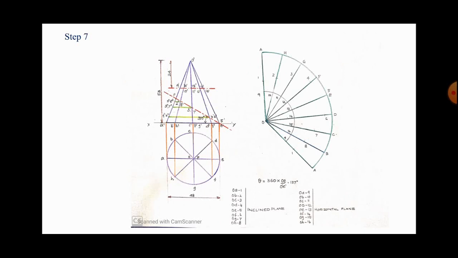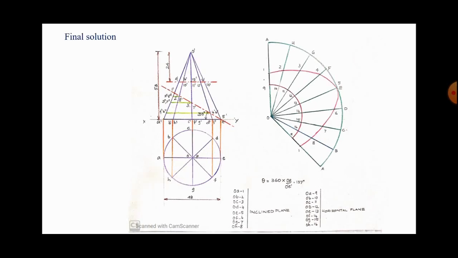Okay, so you will get all the cutting points like this. In the case of the horizontal cutting plane, all the distances are the same, so you will get an arc. You can draw it with the compass. In the other case, you will get 1, 2, 3, 4, 5, 6, 7, 8, 1 as shown in the figure.